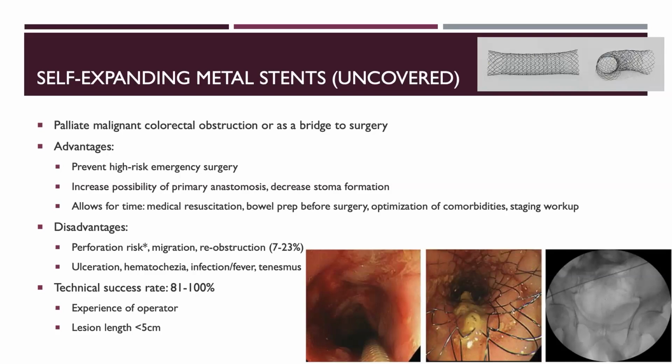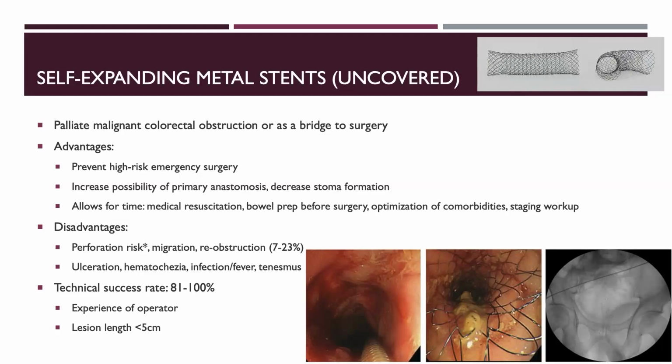So for patients that come in with a high grade obstruction that need to go to the OR right away, the hope is that we can stent them, buy them some time to decrease their risk and cool down a little bit before taking them to the OR. It increases the possibility of having a primary anastomosis as compared to a stoma formation, and it allows time for medical resuscitation, bowel prep if they can tolerate it, and to optimize comorbidities.